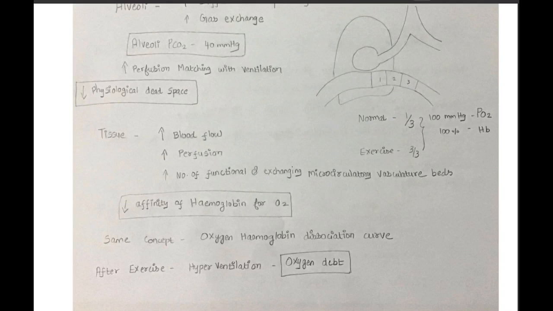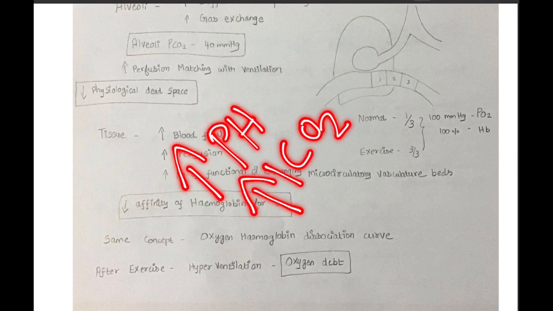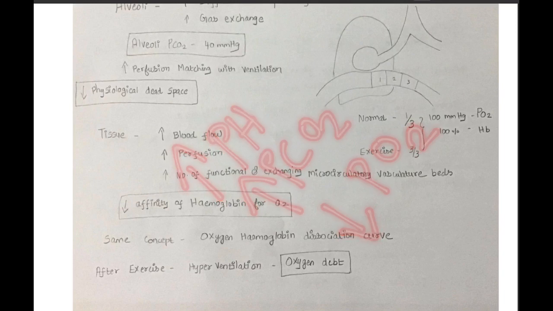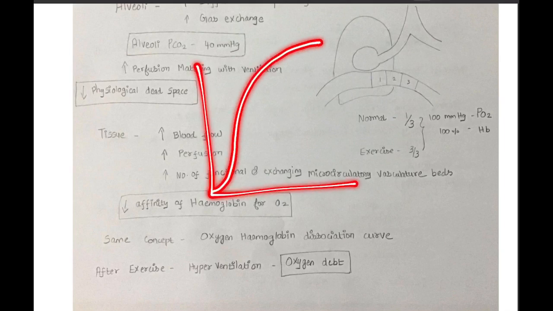Whenever you do exercise, the temperature will increase, the acidity will increase, and your partial pressure of carbon dioxide level also increases, your partial pressure of oxygen level will decrease, etc. So the same concept, if you have studied the oxygen hemoglobin dissociation curve, you know that curve, it will shift to the right.